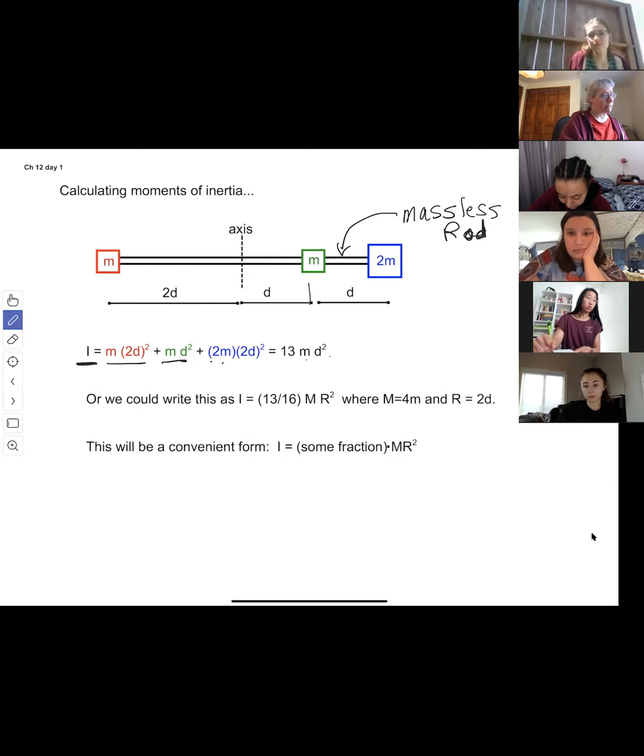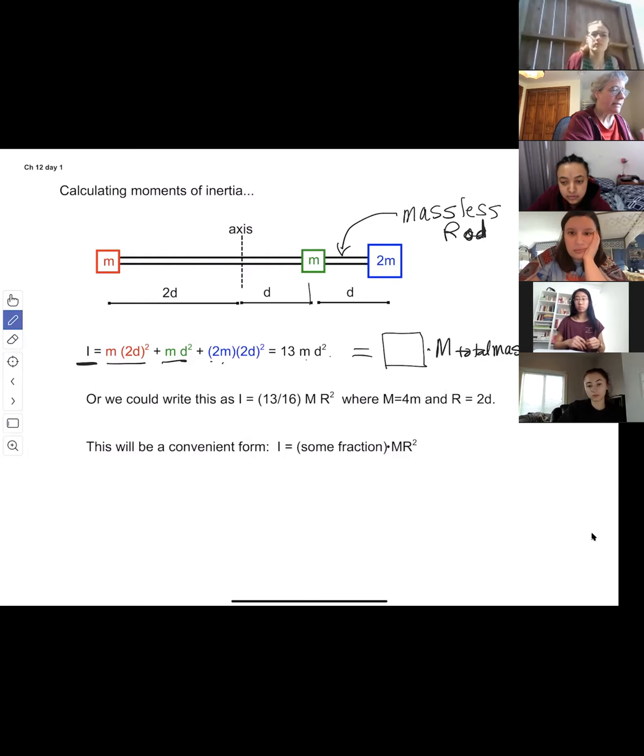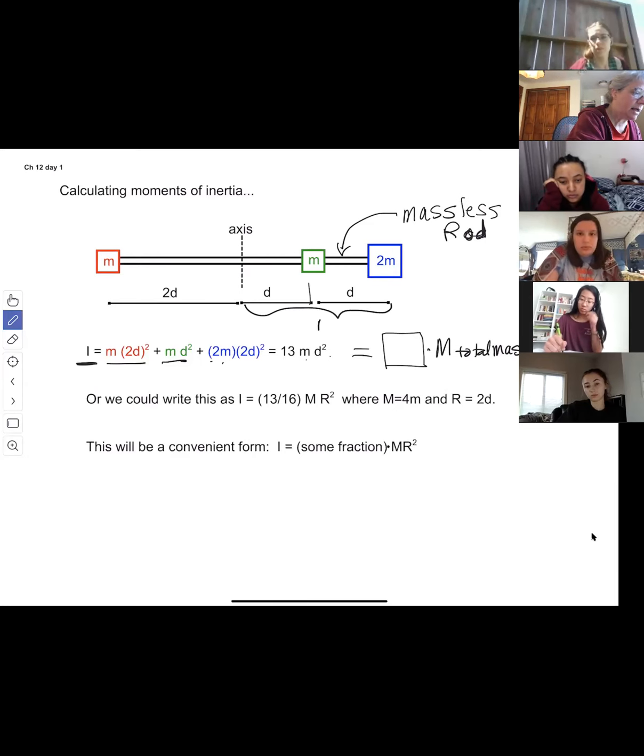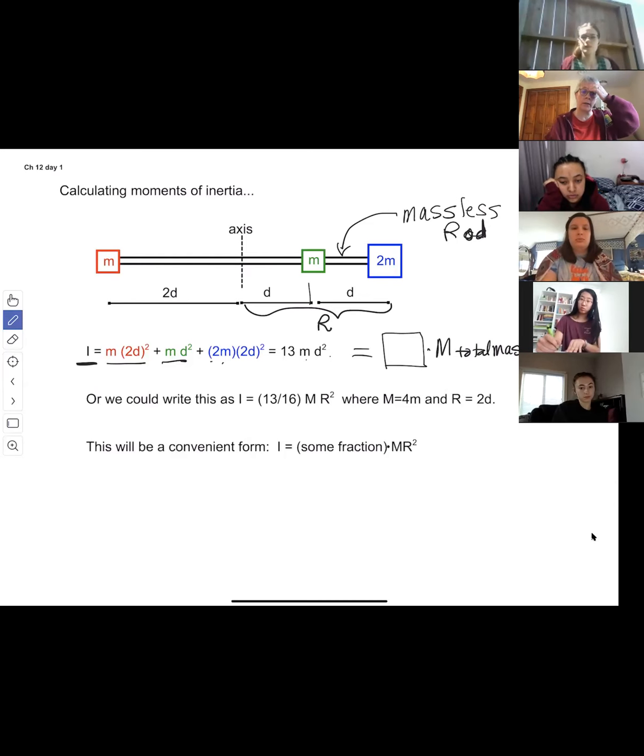And now I'm going to do something that may not seem like it makes a lot of sense, but a lot of times we want to be able to write that as some number, some fraction, times the total mass, times basically the biggest distance you could be away from the axis. So in this case, I'd want to redefine this as r. I would like to have it in the form of something times m r squared.